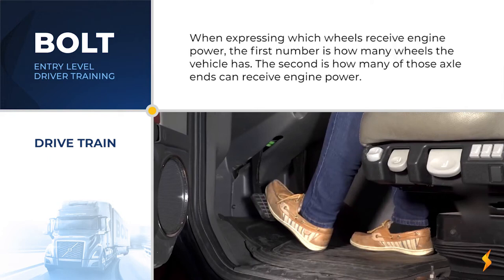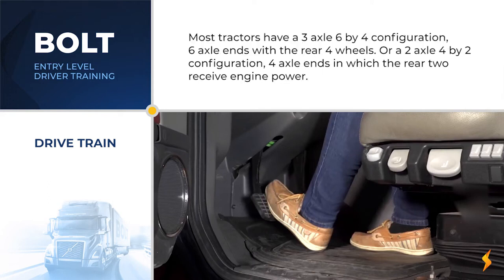When expressing which wheels receive engine power, the first number is how many axle ends or wheels the vehicle has. The second is how many of those axle ends can receive engine power. Most tractors have either a 3-axle 6x4 configuration, 6 axle ends with the rear 4 being the drive wheels, or a 2-axle 4x2 configuration, 4 axle ends, the rear 2 of which receive engine power.